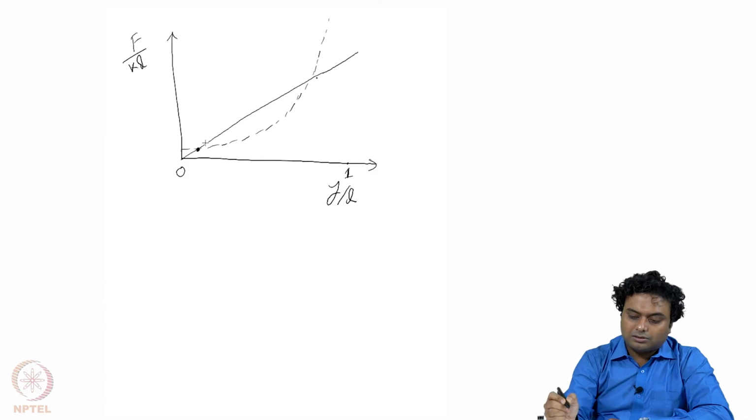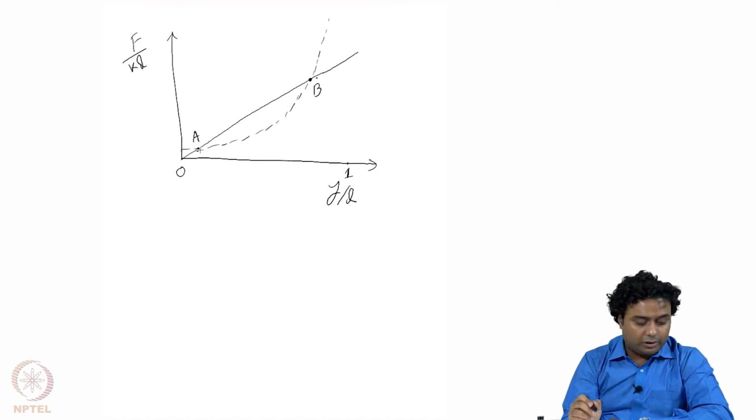There is a solution at this point, let us call it point A, and there is another solution at point B, where the elastic force and the electrostatic force are the same.